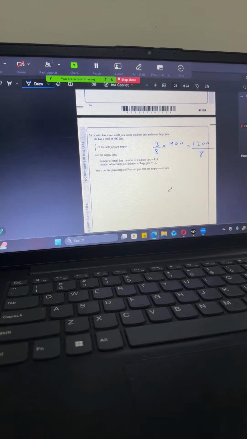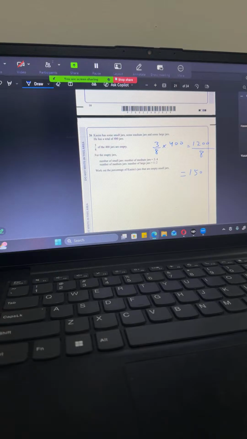It's 150. Well done. Yes, you are right, Yusuf. It is 150. Now there are 150 empty jars, right? Yeah. Among the empty jars, there are some small jars, medium jars, and large jars.